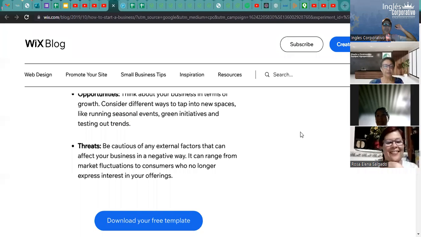Let's see. Threats. Outreach. What is a fluctuation? When something is up and then it's down. Very good. So when a trend changes, yes, changes in the trends.